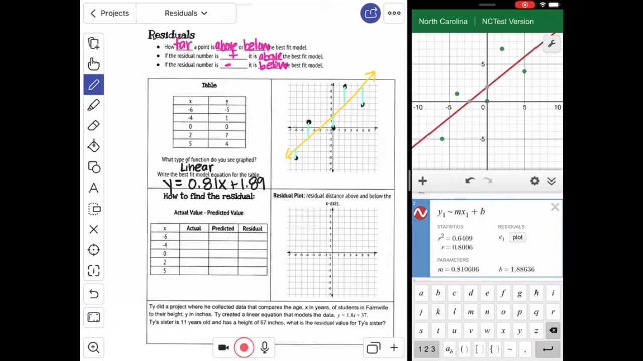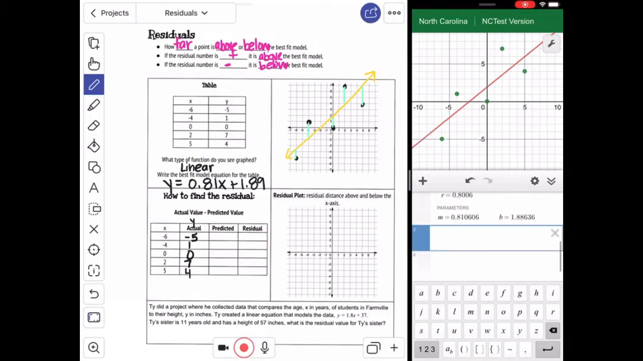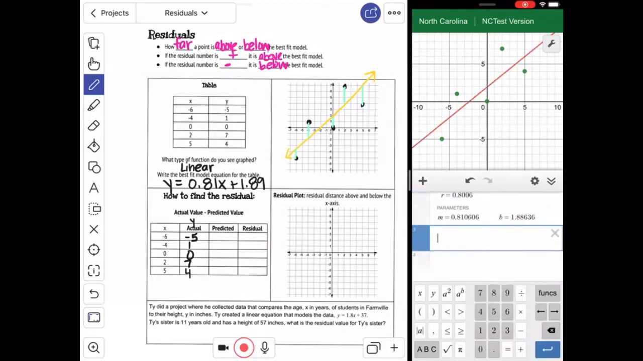So right now what we're going to do is we're actually going to put some information into our table. So the actual value is the value that we know that was given to us. Okay, so we know from the table my actual y values are that. I have -5, 1, 0, 7, and 4. Now what we're going to do is we're going to find the predicted values. So the predicted values are what we're going to get if we use the line of best fit.